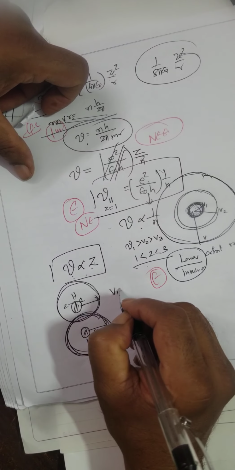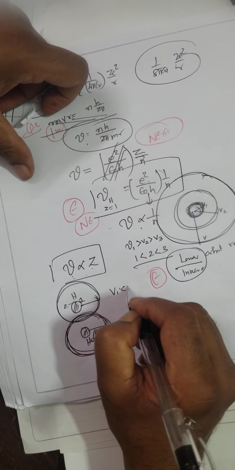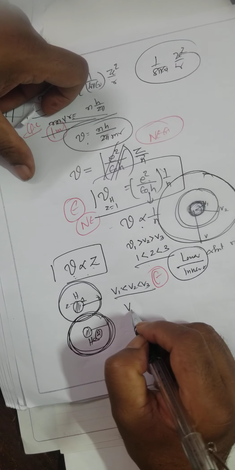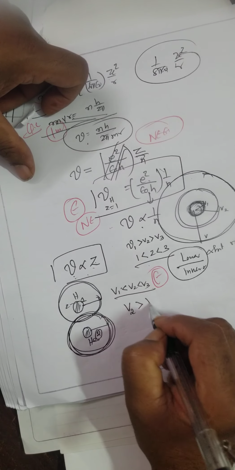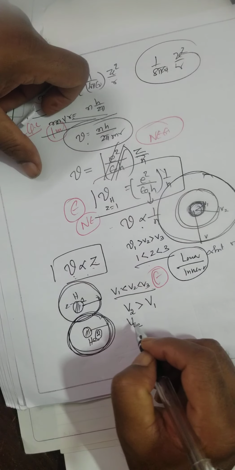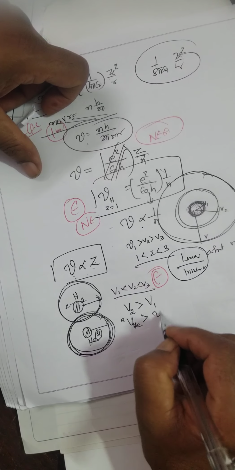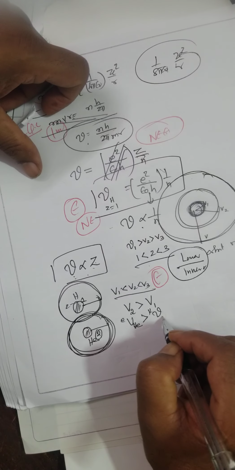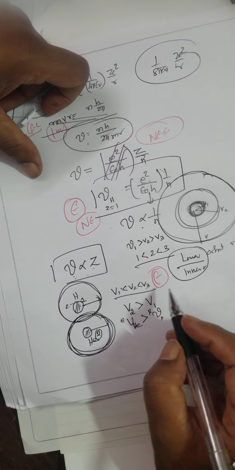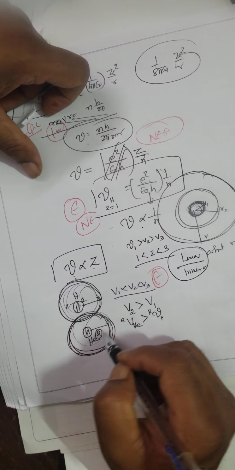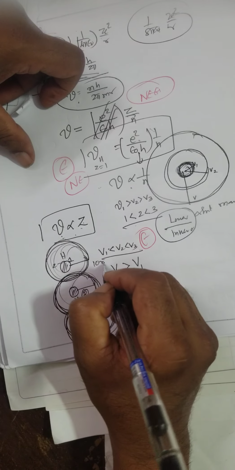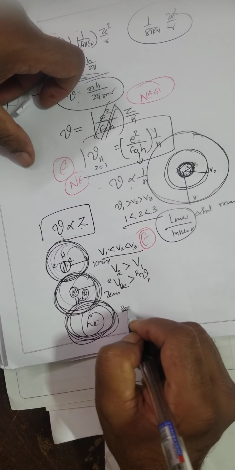Understood? V1 is less than V2, less than V3. Therefore the velocity of the electron in helium in the first orbit is greater than the velocity of the electron in hydrogen in the first orbit. Hydrogen slowly, helium moves faster. Lithium, what happens? Lithium, very fast, 3 times. This is 10 meter per second, this is 20 meter per second, this is 30 meter per second.